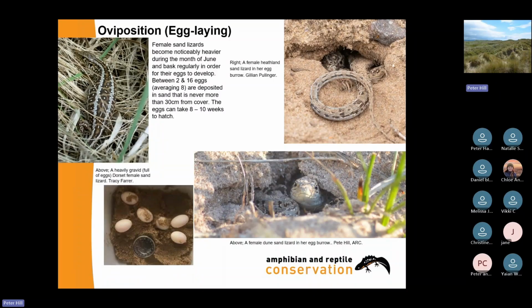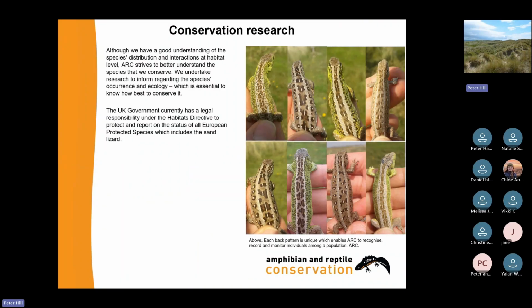There are some captive bred reptiles for the reintroduction program, captive bred sand lizards, showing the size of the eggs in relation to a 20 pence piece and a 5 pence piece, very small.